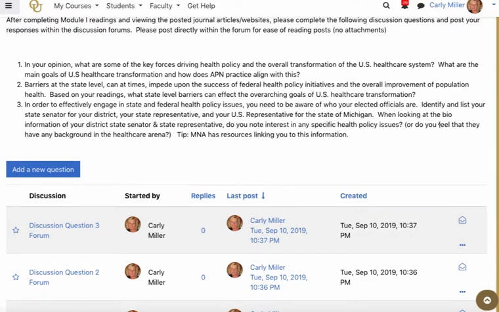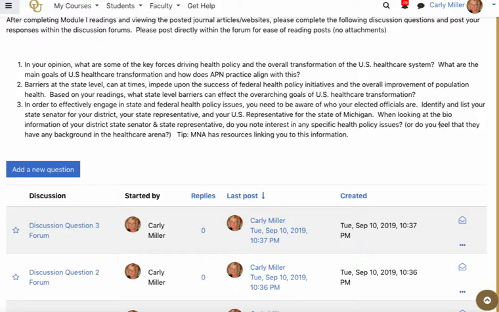So in your opinion, what are some of the key forces driving health policy and the overall transformation of the U.S. healthcare system? Like I said, you can focus on a certain area that you feel is really important. I kind of let you take your lead on this. What are the main goals of healthcare transformation, and how does advanced practice nursing align with this, or how does it supplement this essentially? Barriers at the state level can at times impede upon the success of federal health policy initiatives. Based on your readings, what are some state level barriers that can affect the overarching goals of U.S. healthcare transformation? And it's kind of what I mentioned a few moments ago.